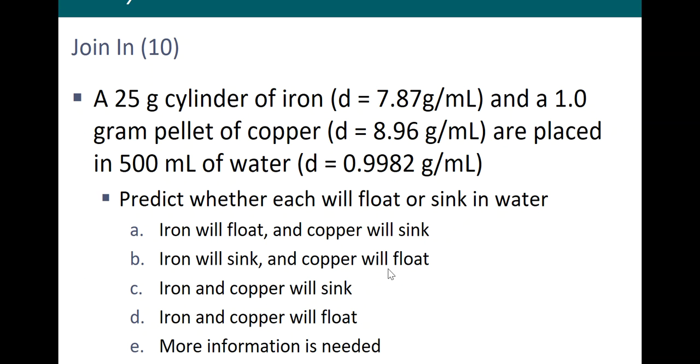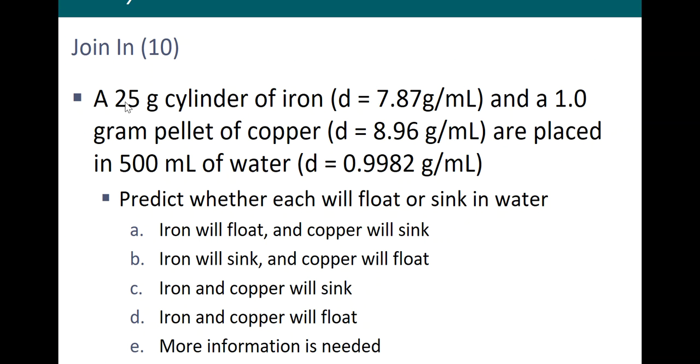So let's look at this example, and there's a couple of things that we want to look at specifically. We have a 25-gram cylinder of iron, and we have a 1-gram pellet of copper. So our cylinder of iron is about 25 times as massive as our little piece of copper. We put those in 500 milliliters of water, and we're going to predict whether they float or sink. Well, in order to determine float or sink, you're not looking at the mass of the object itself, you're looking at the density, because the mass does not determine whether it floats or sinks. The density is what determines that. Both of these are much higher than the density of water, so they're both going to sink. So the iron and copper will sink.